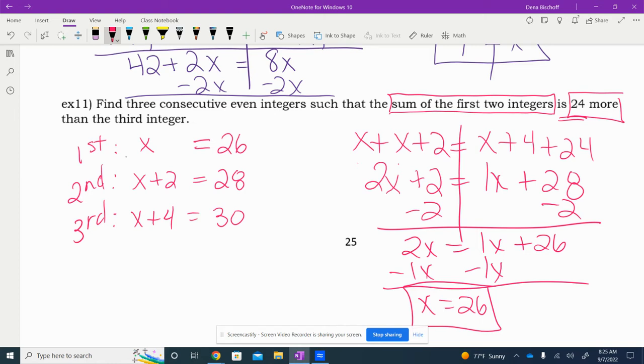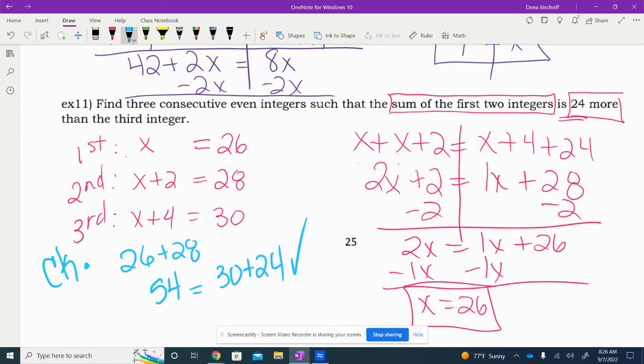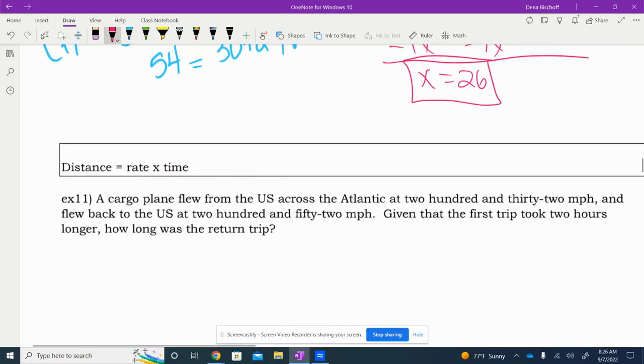How could you check this? If you wanted to check it to make sure you were not being crazy, how could you check this? Well, take the first 2 integers and add them together. What is 26 plus 28? It's 54. And is 54 equal to 30 plus 24? It is. Okay. I think these word problems are tough.